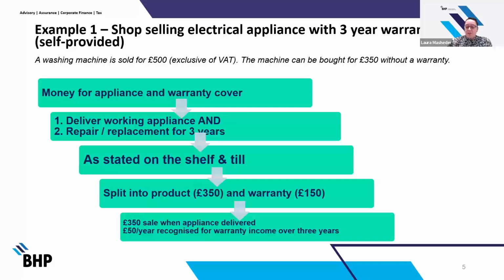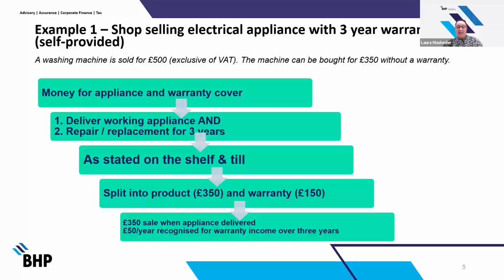Without the warranty, the washing machine would have been £350, so inferring that the warranty is £150. So we've got the contract, that's the money in exchange for a washing machine and a 3-year warranty. What are the promises or obligations? Well, the promises are washing machine on day one and the provision of a 3-year warranty.